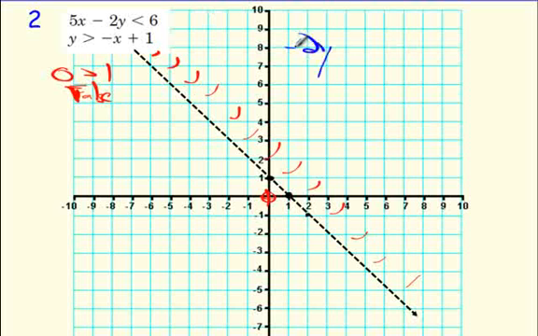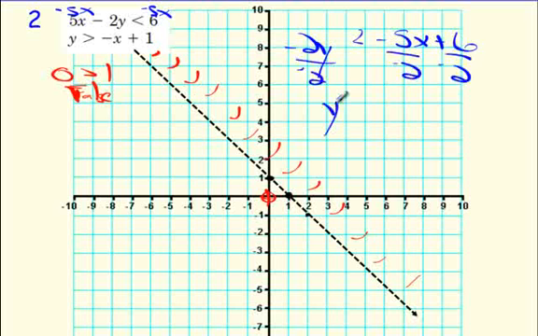So I have -2y is less than -5x plus 6. Right, I'm going to subtract 5x. That's how I get it over there. And I like to put it in slope and intercept form. And divide by -2. So y is now greater than, remember I have to change the inequality. I'm dividing by a negative. 5 halves x is positive, and -3. So I have -3 for a y-intercept.